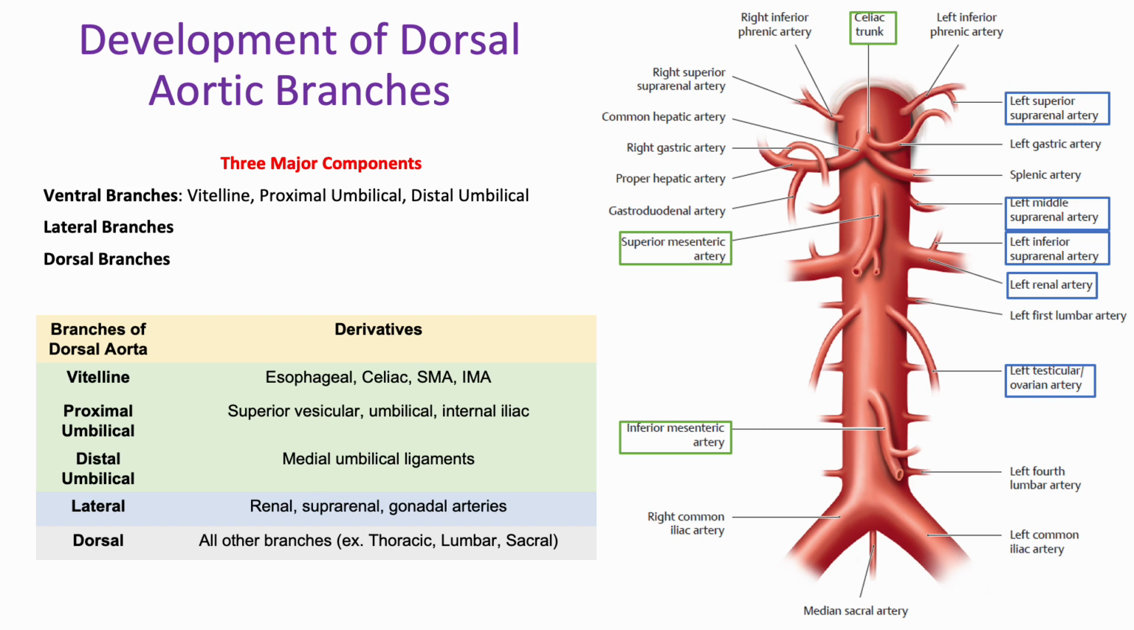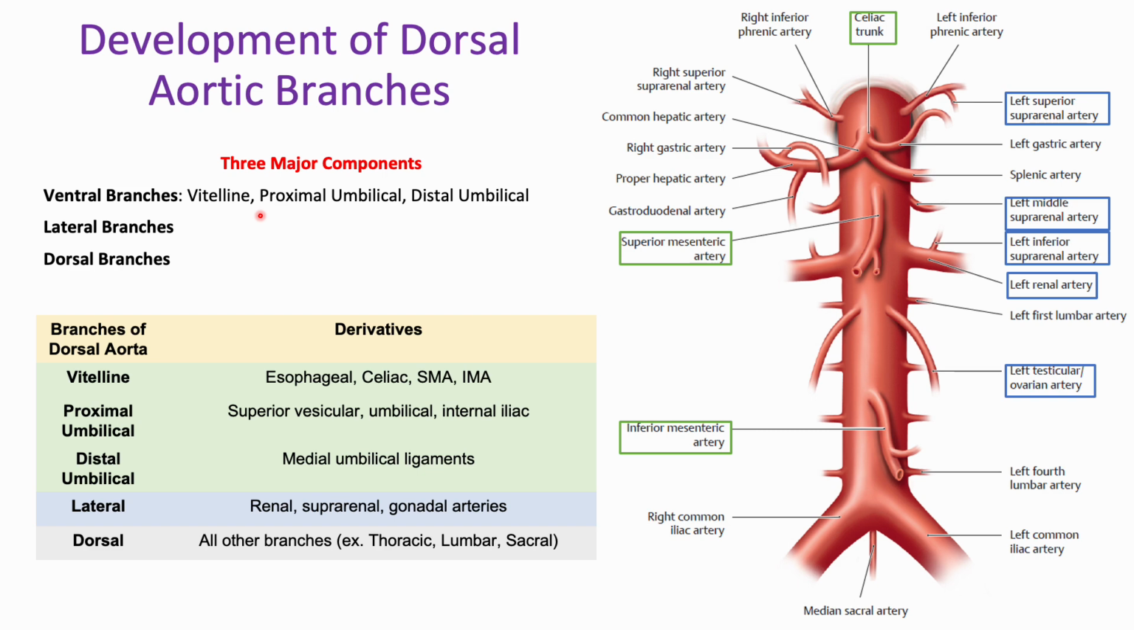Now that we've talked about the blood flow that is going to be disseminated from the superior poles of the aorta, we need to talk about the development of the dorsal aortic branches. Okay, and the main thing here is if we can think about the adult anatomy, then we'll be really well positioned to understand the embryonic components. So 3 major components that we're going to talk about: ventral branches, lateral branches, and dorsal branches.